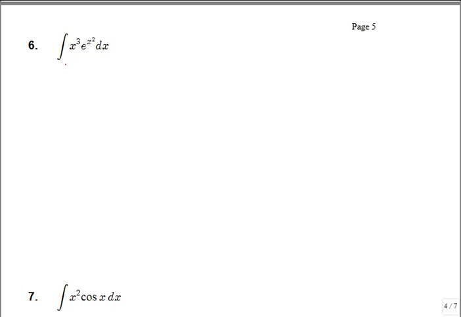Okay, next example here, the integral of x cubed e to the x squared dx. So on this one here, we've got a product of x raised to a power times an exponential function. So there's kind of that product rule. So that's kind of a clue that this is most likely going to be integration by parts. So this that we're given is a u dv right here. So we need to assign our u and we need to assign our dv.